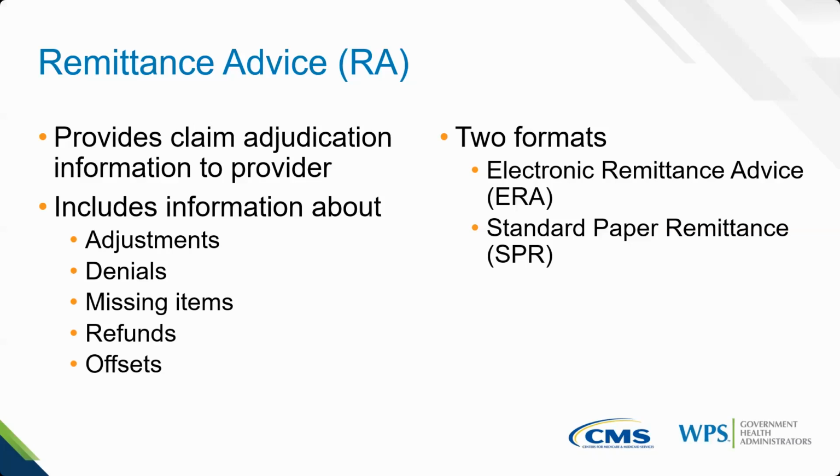Depending on how the claim processed, it may include information about any adjustments made to the claim. It'll include information about denials. It could also include information about something that is missing. Sometimes it provides notice about refunds and offsets.